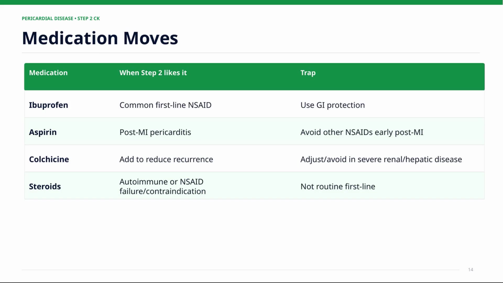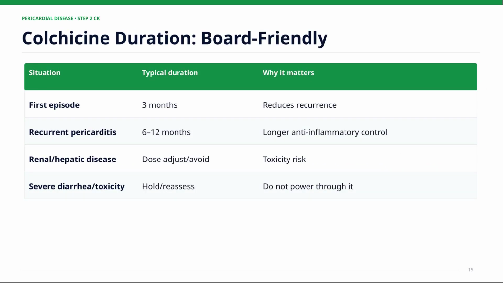How long do you run colchicine? First episode, 3 months to reduce recurrence. Recurrent pericarditis, 6 to 12 months for longer anti-inflammatory control. Renal or hepatic disease, dose adjust or avoid because of toxicity risk. And if there's severe diarrhea or signs of toxicity, hold it and reassess. Do not power through it.